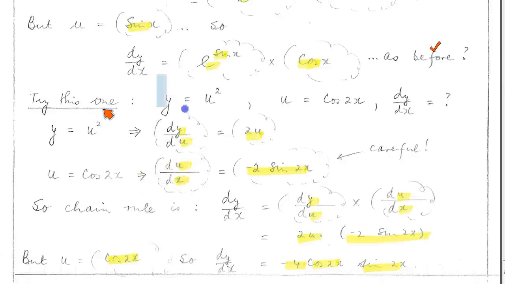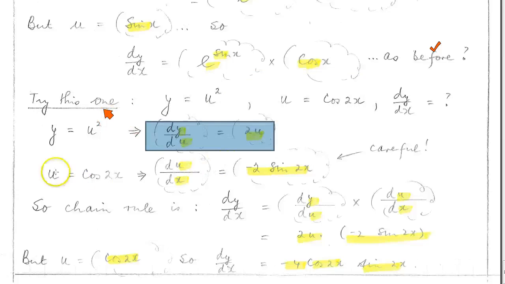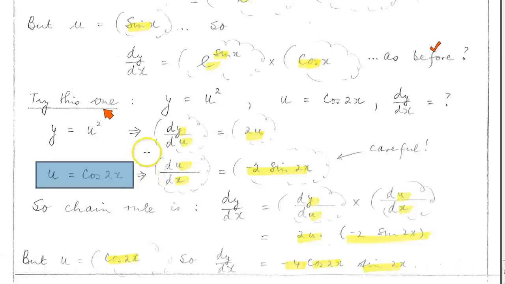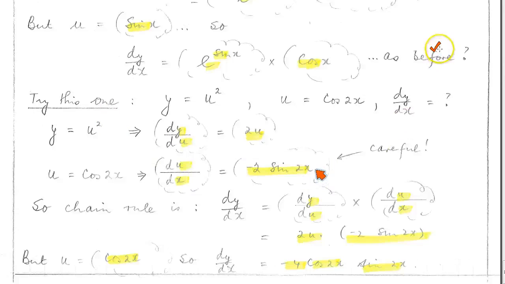Right, so y was u squared. So straight away, all you can find from that is dy/du, and that is 2u. Put the 2 in front, reduce the power by 1. u was cos 2x, be careful. This is a chain rule again. So du/dx is minus sine 2x times 2. And that's why I've put the minus 2 sine 2x there. Right, so if I'm going to multiply those two results you've got your answer.